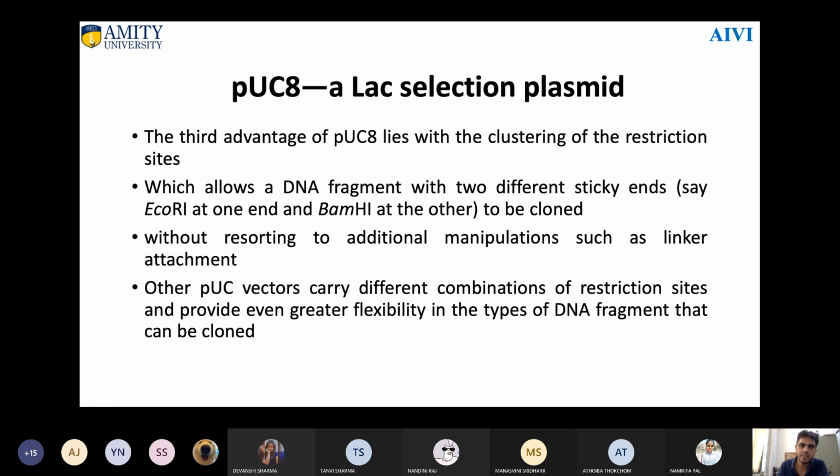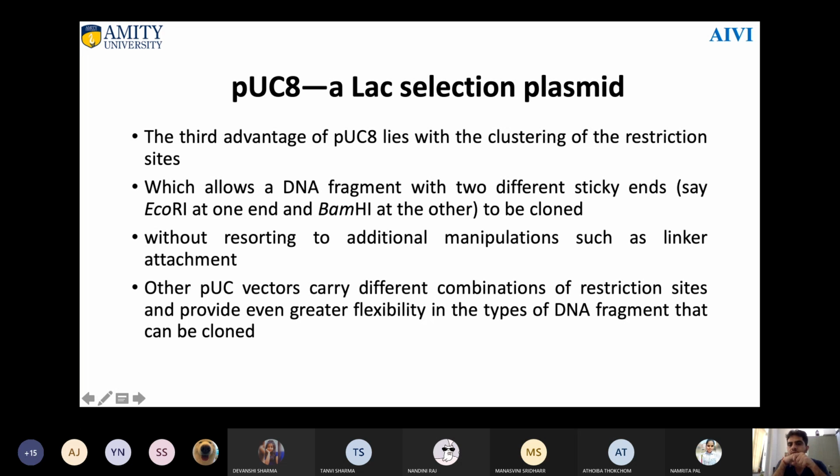Now the third advantage lies within the cluster of restriction sites. This allows a DNA fragment with two different sticky ends, EcoRI at one end and BamHI at the other end, to be cloned without resorting to additional manipulation such as linker attachment. So multiple cloning sites are there, sticky ends are there, you can generate them and you can insert. So BamHI and EcoRI are there.